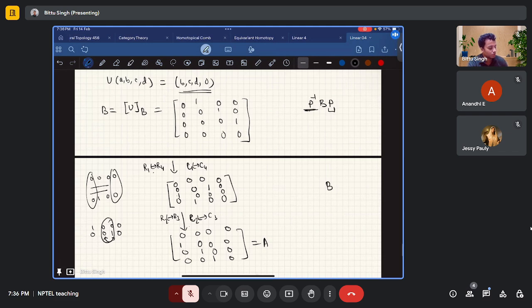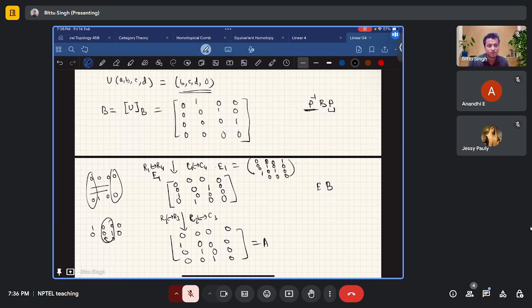First operation, if we denote it by some E1, then it is B times E inverse. Maybe this column exchange is denoted by E1. So explicitly this E1 will look like this matrix. It is exchanging first and fourth column. So exchanging first and fourth column of identity, it is same as 0 0 0 1 and 1 0 0 0. Similarly, second is 0 1 0 0, 0 0 1 0.